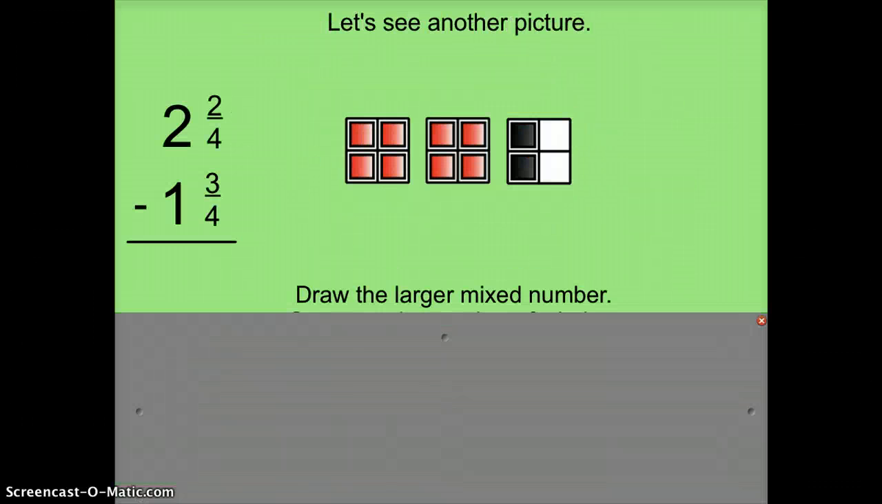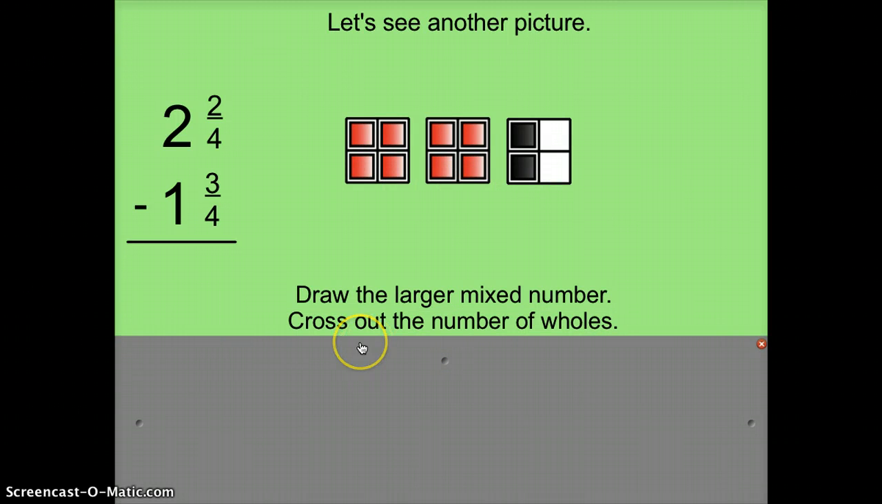Let's look at another picture. 2/4 minus 3/4. I can't do that because 2/4 is smaller, but I'll go through the same steps. Draw the larger mixed number, 2 and 2/4. Now I'm going to cross out the number of holes that are being subtracted. See, there's one hole being subtracted, so I'll cross that out. Now I have to get rid of 3/4.